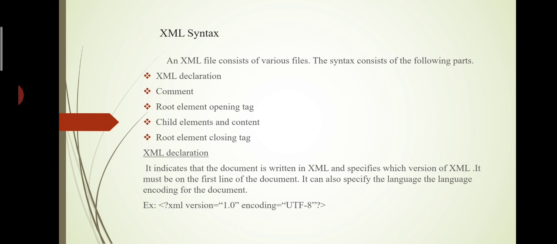Coming to the first part, that is the XML declaration, it indicates that the document is written in XML and it specifies which version of XML is used, and it must almost always be on the first line of the document. It also specifies the language encoding for the document. See, this is a line which denotes that we have used the XML declaration in our document. The way of declaring this XML is: question mark xml, version, and encoding. So version and encoding are the attributes which are used in this XML declaration.